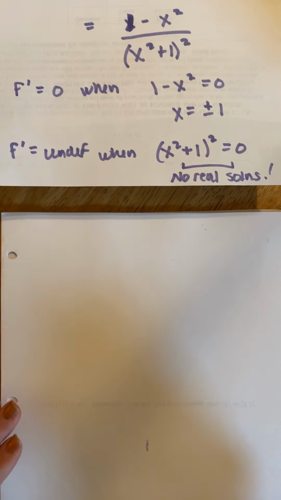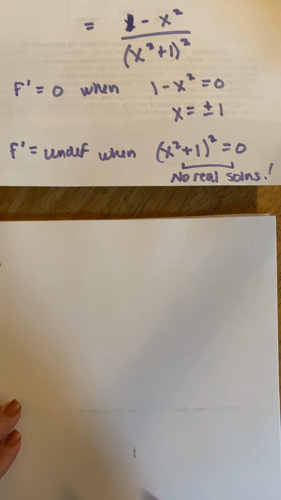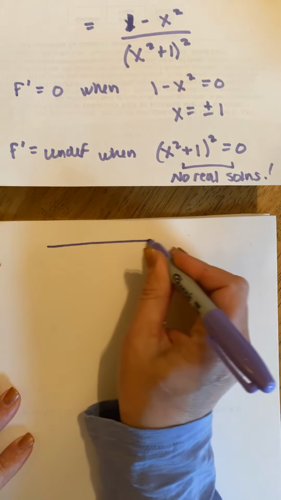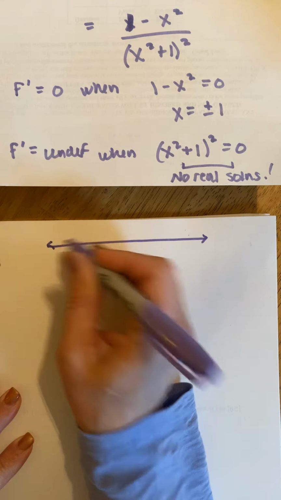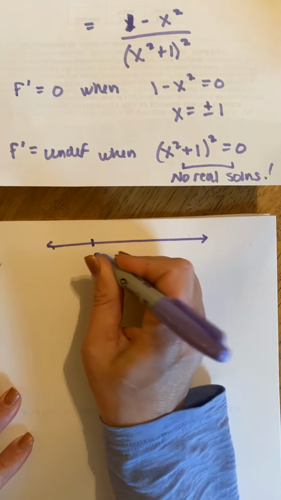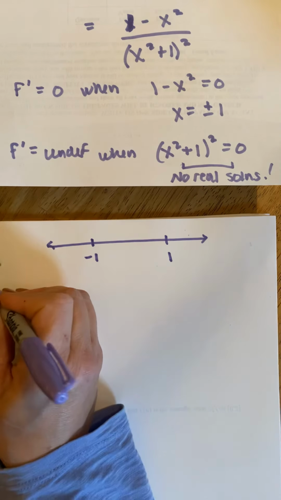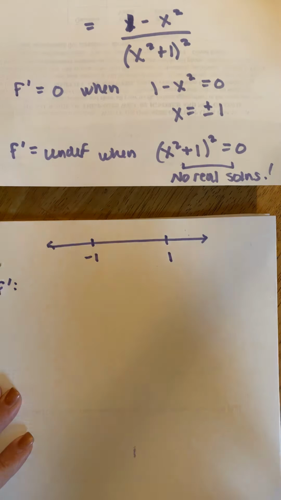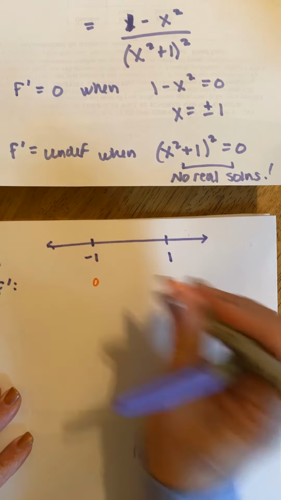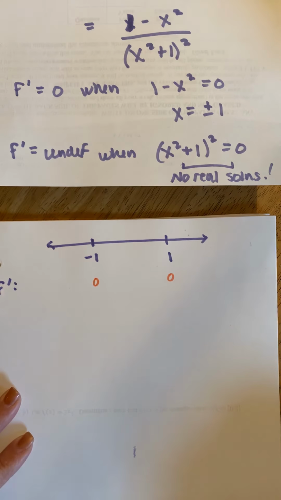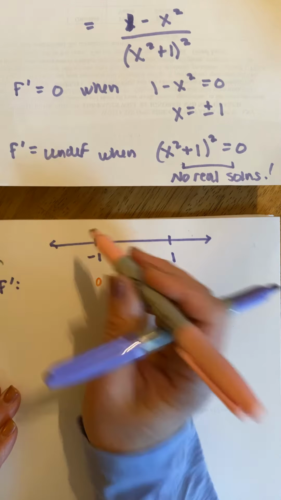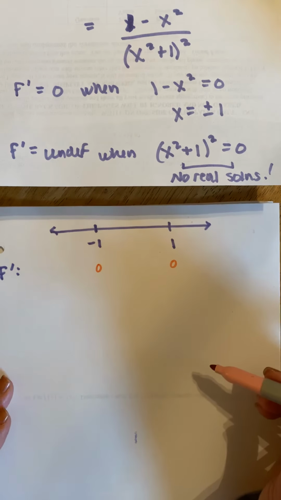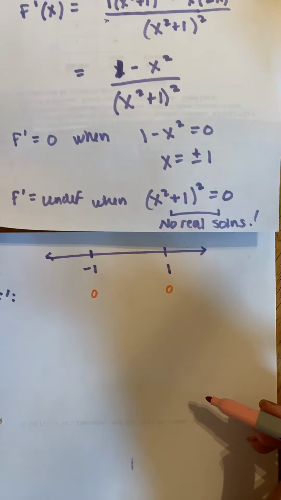So remember, we're just testing to see where this is increasing or decreasing. So I'm going to draw my number line. I'm going to put my critical numbers on the number line, -1 and 1, and we're going to see how the derivative behaves. We know the derivative is 0 at -1 and the derivative is 0 at 1. So we pick our favorite number to the left of -1, I don't know, -2, and we're going to stick it into the derivative.